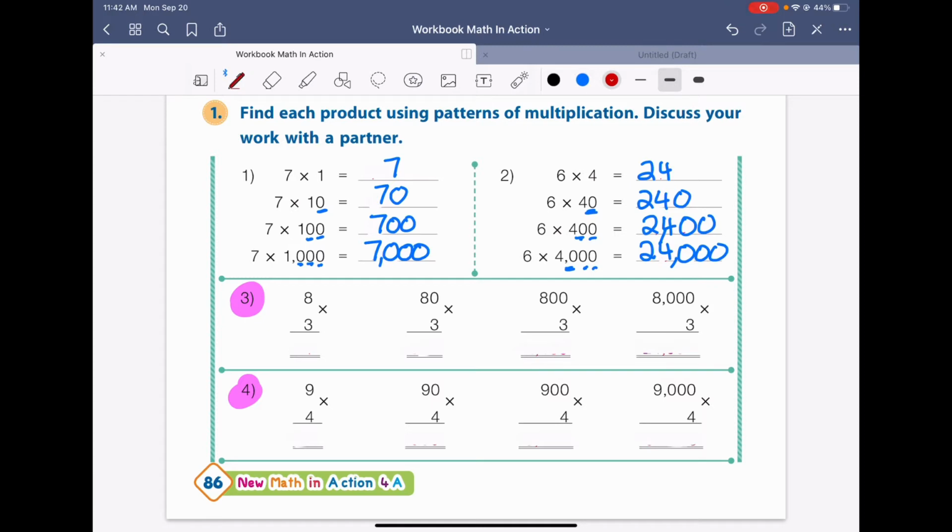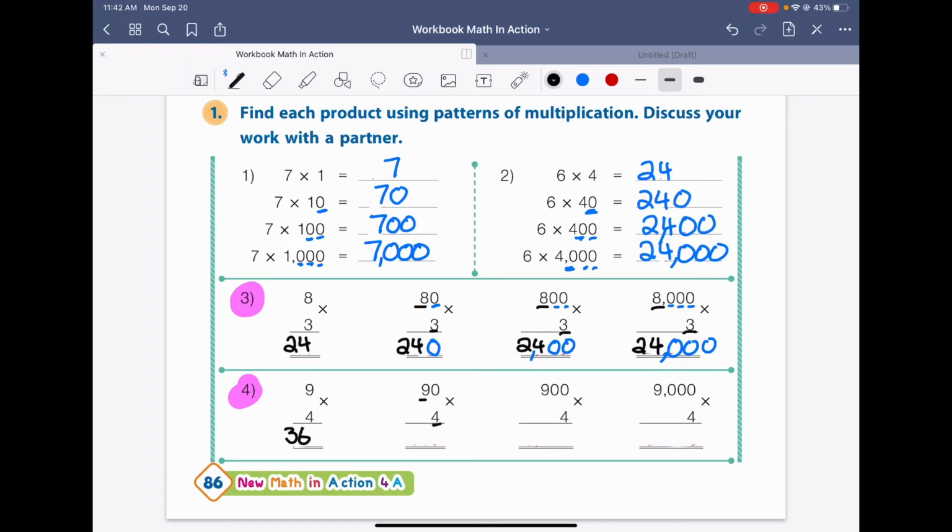8 times 3 is 24. So all of these have 8 times 3, so we automatically know it's going to be 24. How many zeros, though? We have 1 here. Here we have 2. Last one we have 3. 24,000.